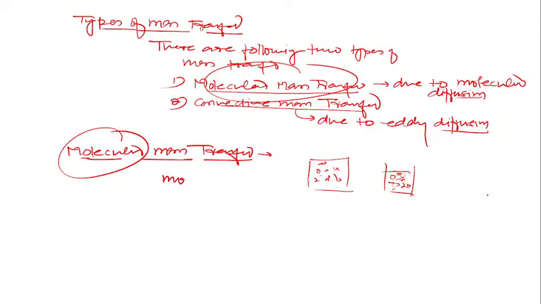And if this random motion of the molecules takes place under a concentration gradient, that's called mass transfer. Clear to you? So I would like to discuss here molecular mass transfer, which is due to molecular diffusion.